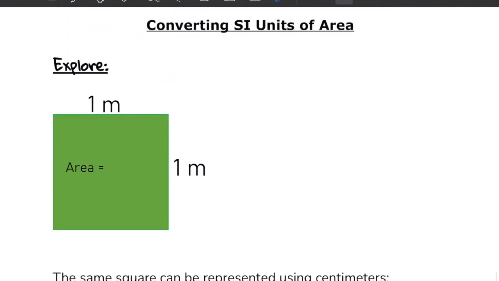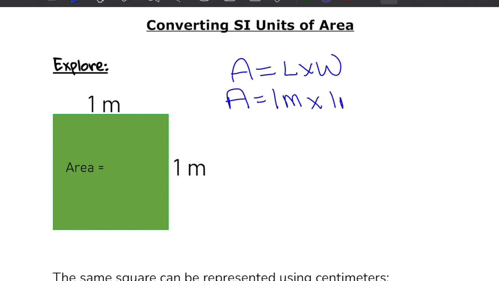So first, I have a square here, and we know that the formula for the area of a square is area equals length times width. Now, in this particular example, the length and width are the same. Okay, so to find the area, I'm going to take 1 meter and multiply it by 1 meter. And the answer to that, 1 times 1 is 1, and the units are meters squared because I am multiplying meters by meters. Okay, so the area of the square is 1 meter squared.